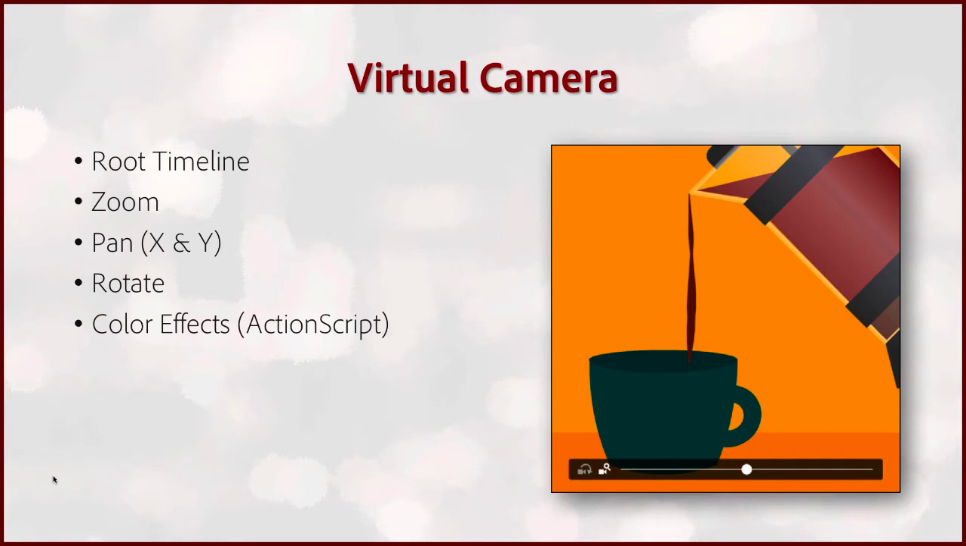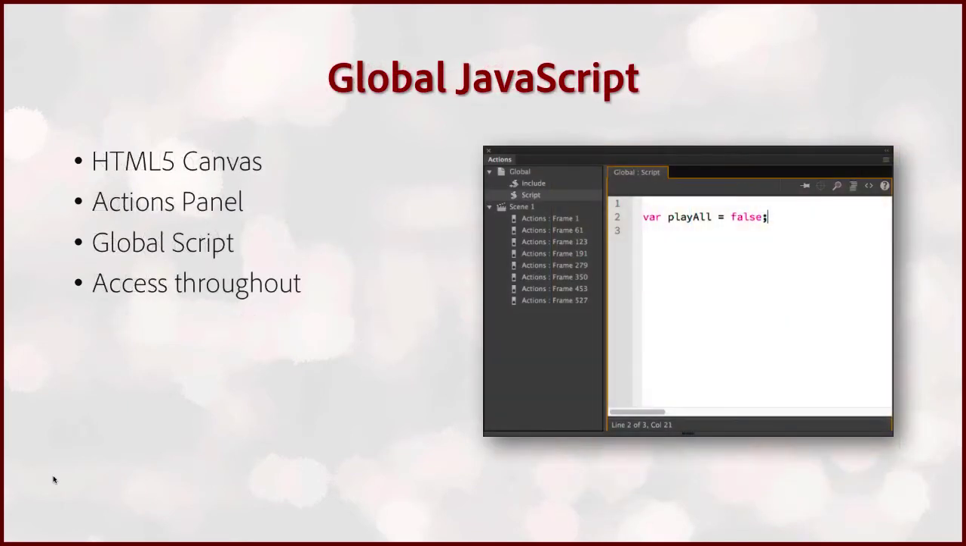So we're going to be looking at the virtual camera to provide a little cinematic animation to the animation that already exists. This only works on the root timeline, and it enables things like zoom and pan, rotation, and if you're working in an ActionScript document, you can also apply color effects to your camera. And these can all be animated.